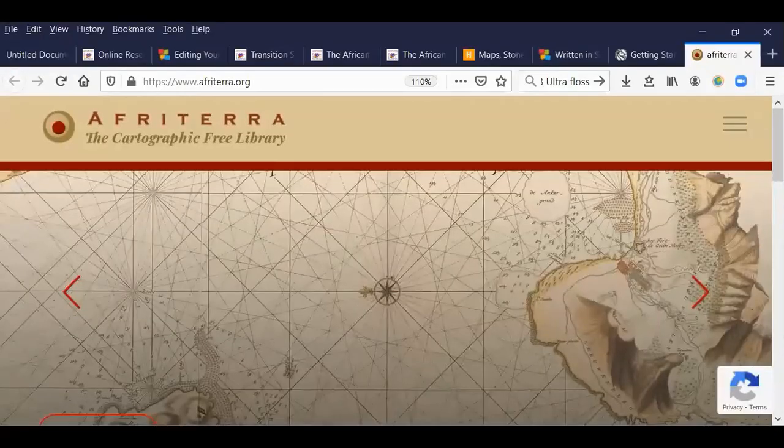This is the page you'll be presented with as the landing page for Afroterra.org. It's an amazing map in itself, but it's part of an amazing, truly amazing collection made freely available by a very generous individual who's been collecting maps for decades. It's the Cartographic free library because anyone with internet access can get to it and consult it openly.